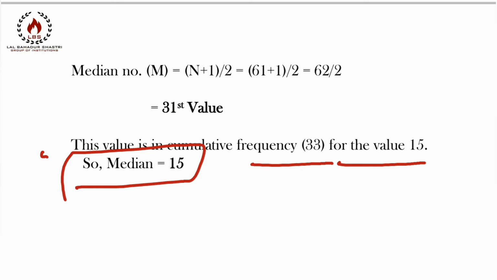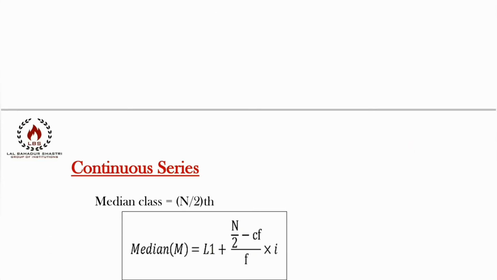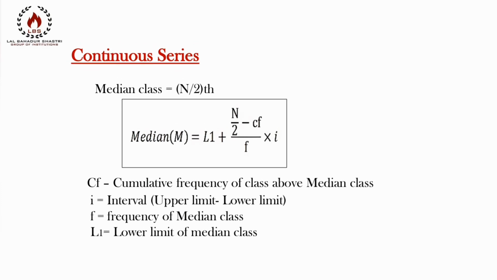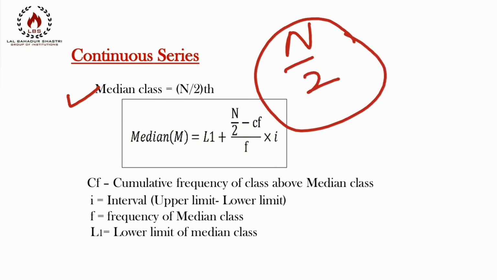Now we will discuss the continuous series. In case of continuous series, we will find the median class, or the position of the median, by the formula n by 2. Not (n plus 1) by 2, not n by 2 plus 1, only n by 2. And this is the formula for calculating the median: L1 plus (n by 2 minus Cf) divided by f, multiplied by h. You can write it as i, or you can also use h, height.